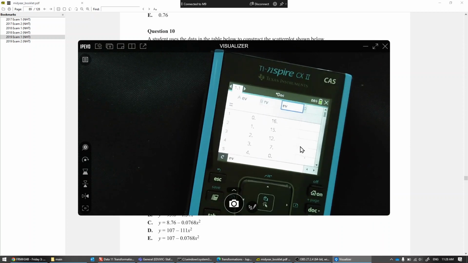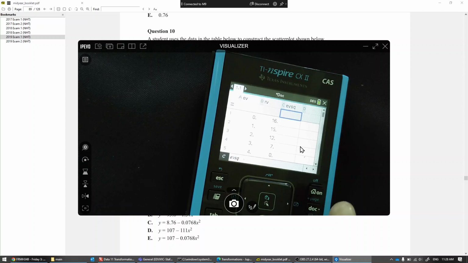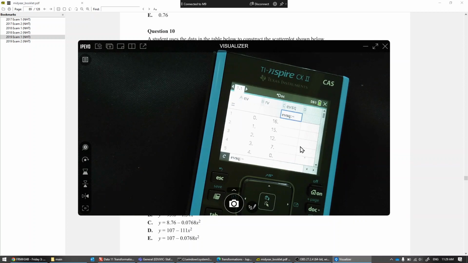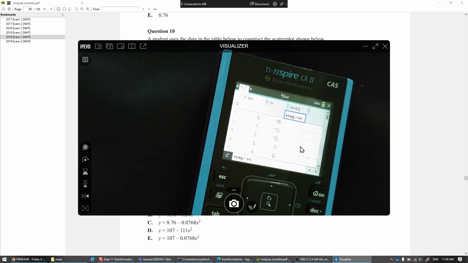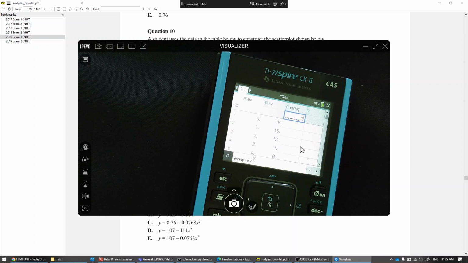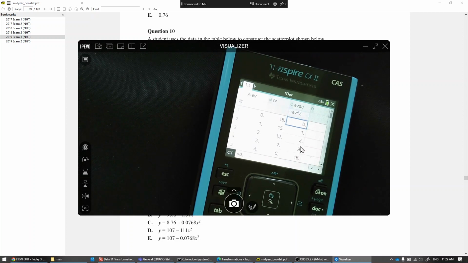Alright. Whatever you do, please do not sit during the exam or the SAC and square every value of x manually. We have a better way to do it. So watch this. Equals, whatever name you gave it, I call it EV, and I'm going to say square. And it's going to do the whole column for me, the x column.